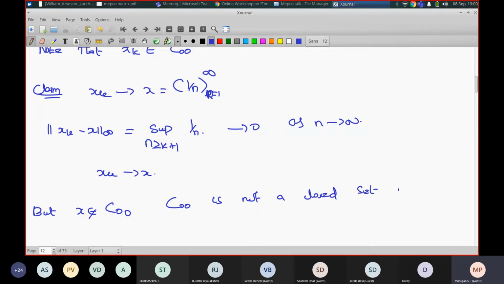Therefore, c_00 is not a closed set in c_0. You know, right? c_0 is a Banach space. Any closed subset of a complete metric space is complete, and a subset of a complete metric space is complete if and only if it is closed, right? So c_00 is not a closed set, therefore it is not a Banach space.